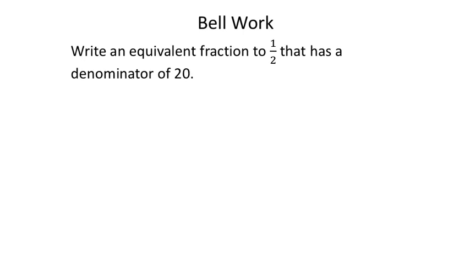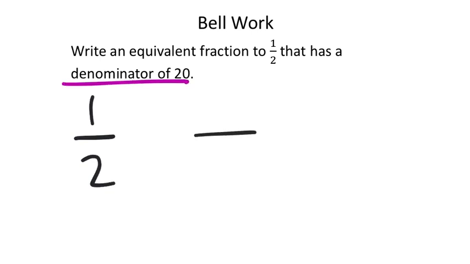All right, this is a nice bell work: write an equivalent fraction to 1/2 that has a denominator of 20. So I'm just going to write out 1/2 right here like this. And we want a new fraction, but the denominator is 20, so that's the bottom number in the fraction. We just have to figure out what this missing value is. Now these are equivalent, which indicates that they are equal to each other. So they have exactly the same value, they're just shown in different ways.